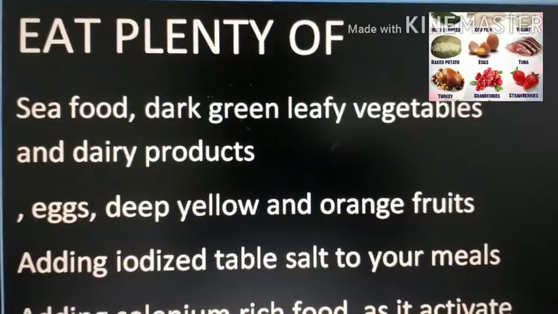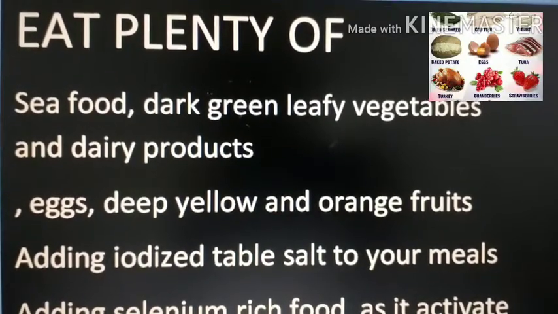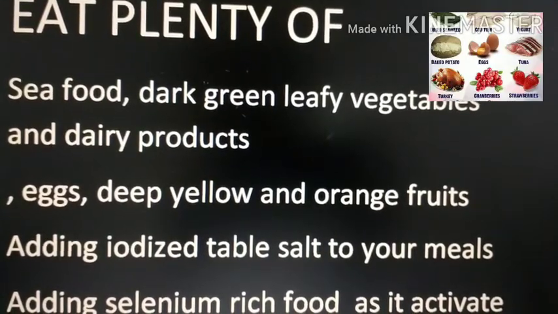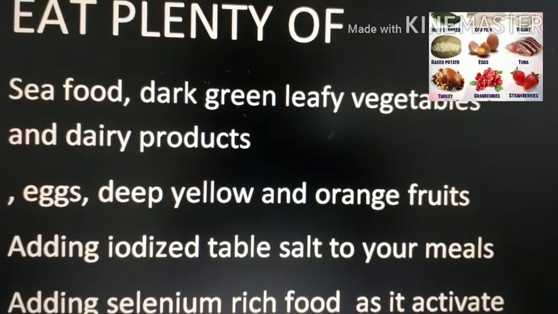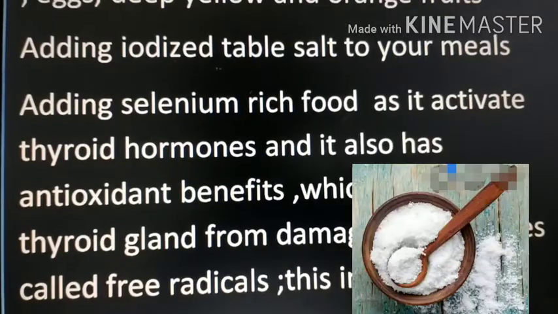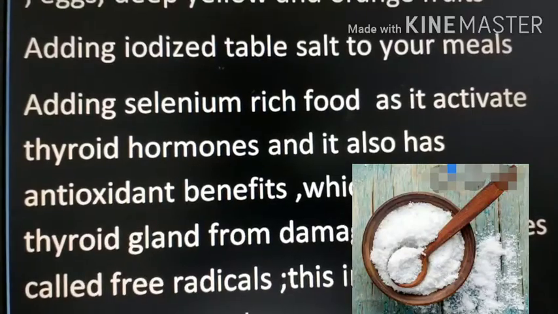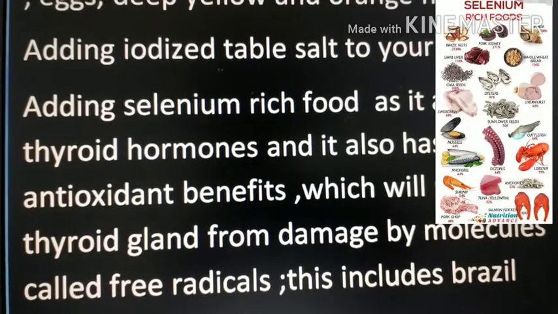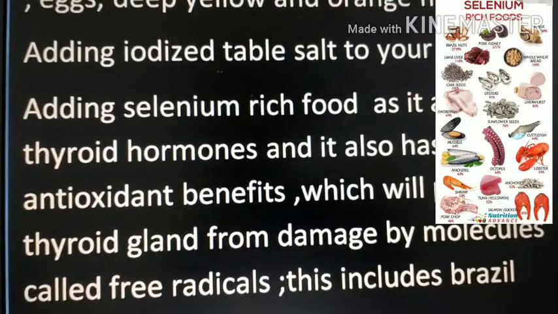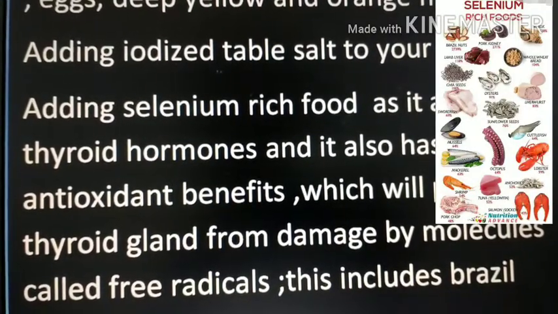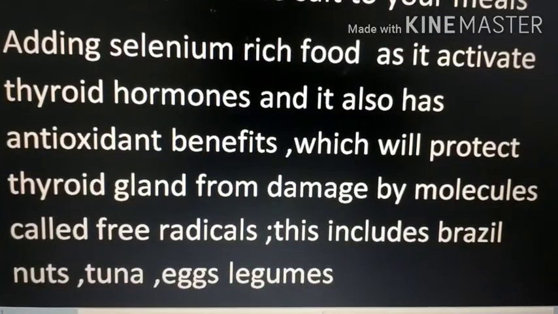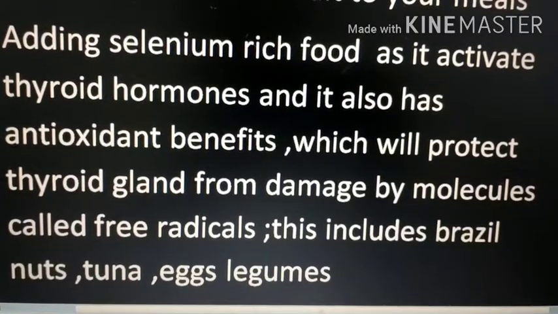Next is diet. A person who is suffering from hypothyroidism should increase the intake of iodine containing food such as seafood, dark green leafy vegetables, dairy products, egg, deep yellow or orange fruits. Add iodized table salt to your meals, and add selenium rich food, as this will activate the thyroid hormone and it also has antioxidant benefits which will protect the thyroid gland from the damage by the molecules called free radicals. Examples of selenium rich food are Brazil nuts, tuna, eggs and legumes.